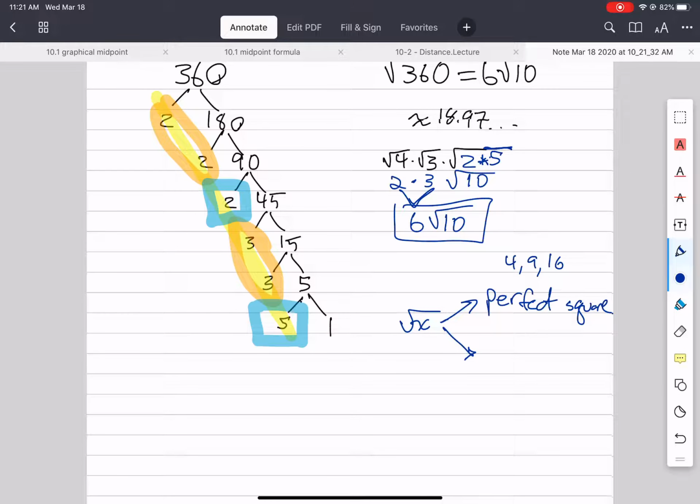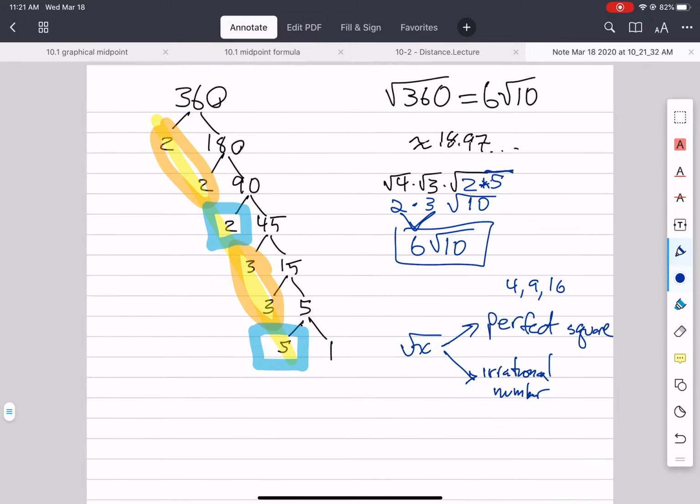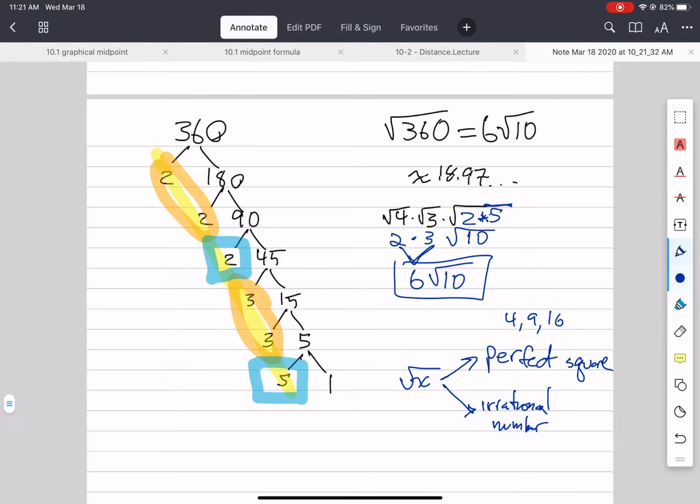The other option is it's an irrational number, which means if you plug it into a calculator, it gives you a decimal, and it's irrational because that decimal goes on forever. We don't want to round it. We want an exact answer, so while we cannot write something like 4 or 6 if it's an irrational number, I can simplify it to that form.